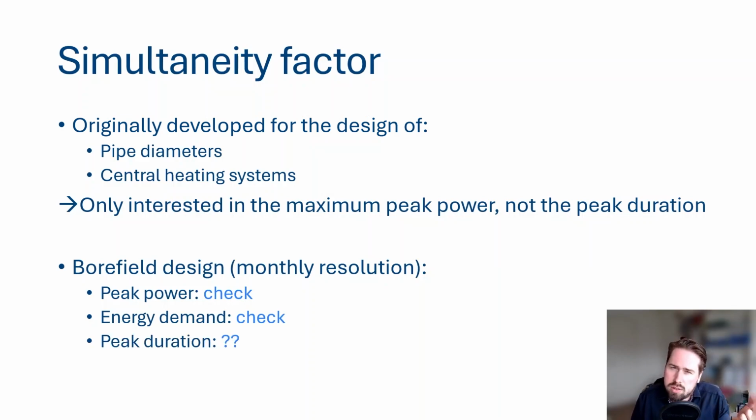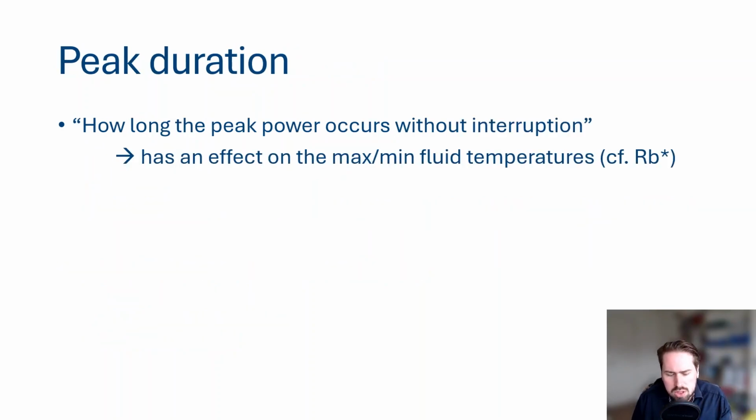What we do not have is the peak duration. Now, to go a little bit deeper into that and why it is important, the peak duration for both heating and cooling is defined as how long the peak power occurs without interruption. So to put it otherwise, if the heat pump jumps on and it works at maximum power, how long will it keep working at maximum power? And this has an effect on the maximum and the minimum average fluid temperatures. Like, for example, we discussed earlier that a borehole effective thermal resistance also has an effect on this peak power.